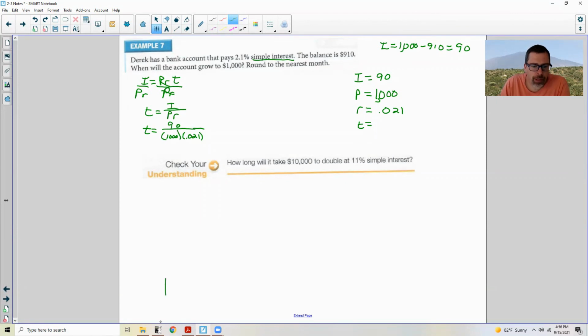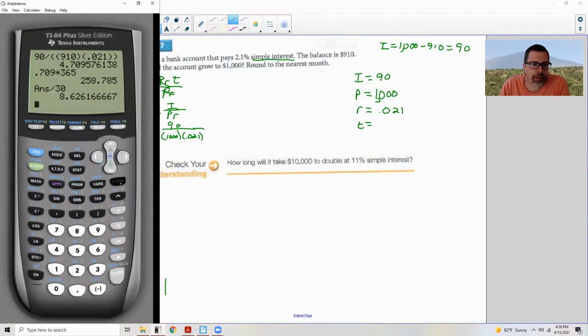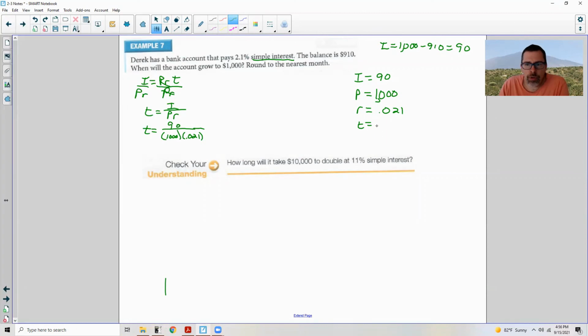Okie dokie. All right, then I get my calculator, and I do 90 divided by parentheses 1,000, and then another parentheses for 0.021, and enter, and I get 4.2857. I just went out 4 decimal places. It says to round to the nearest month.